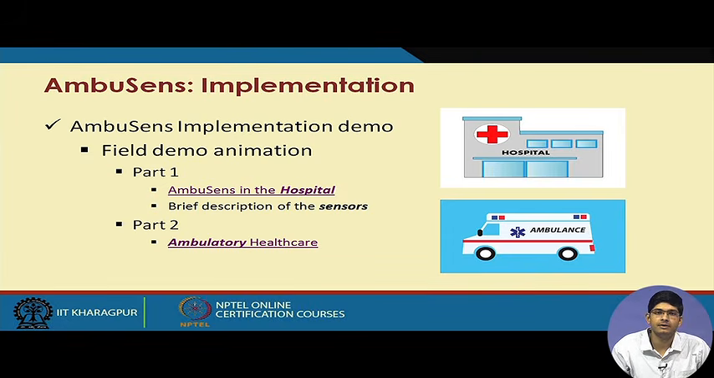Now, we come to an implementation and demonstration of the Ambusens system. Unfortunately, due to privacy concerns, we cannot actually show you the use of the Ambusens system on a real patient. Instead, we present an animation which shows the use of the Ambusens system in two different scenarios. Part 1 details the use of the system in a static hospital scenario, and it also includes a brief description of the sensors. Part 2 includes the use of the Ambusens system in a typical ambulatory care scenario.